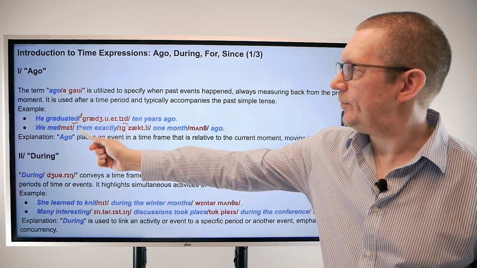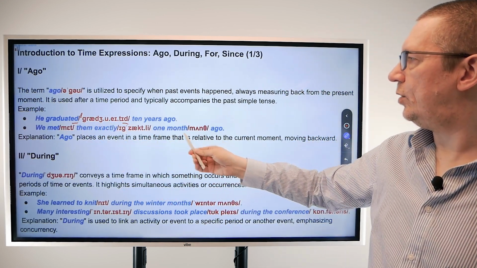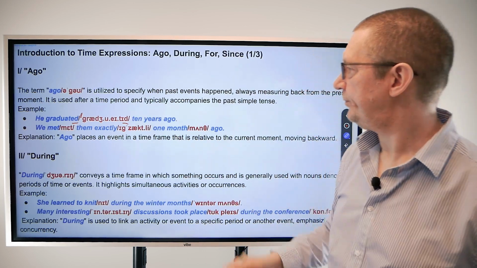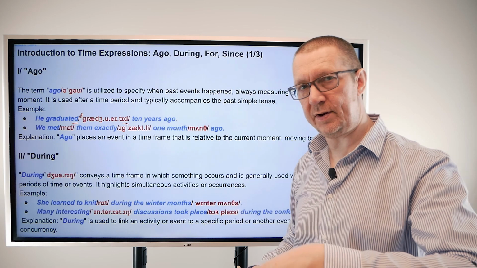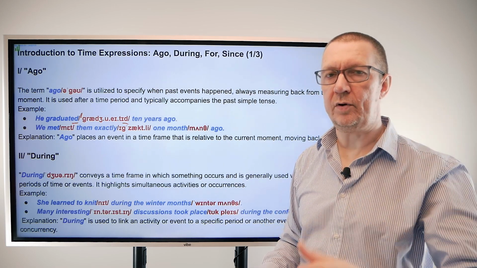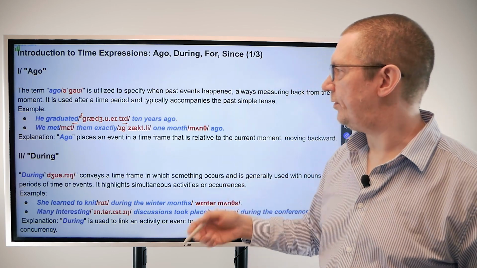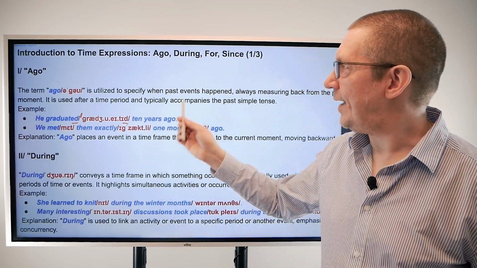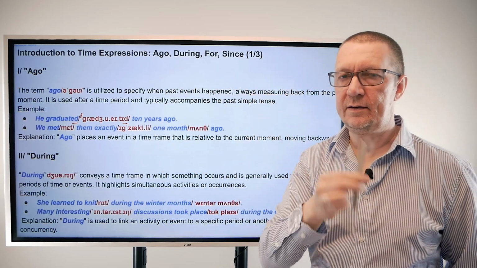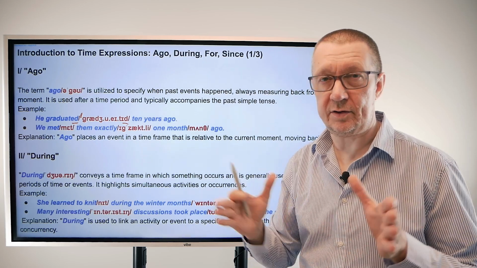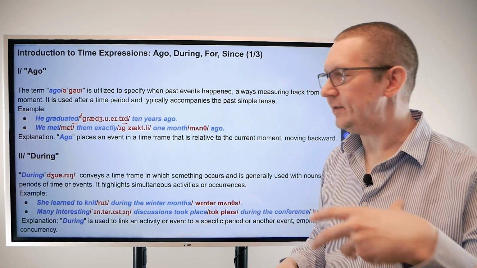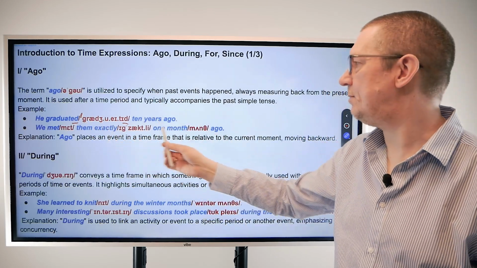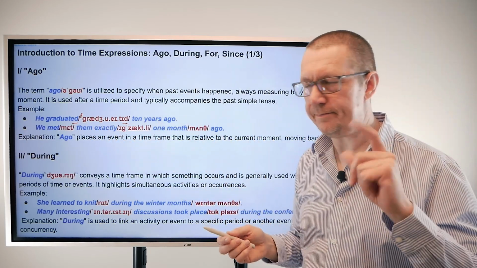Okay. We met them exactly 1 month ago. So this tells us that from this point, it was 1 month past, 1 month back from now, 1 month ago. So this is always the way, always the same way. And it always comes at the end of the sentence, or at least at the end of the clause. Okay, so I met him 10 years ago. He graduated 10 years ago. We met them exactly 1 month ago. Okay, right.